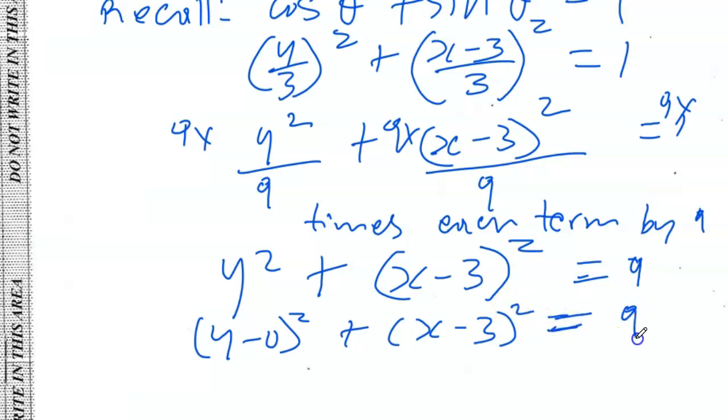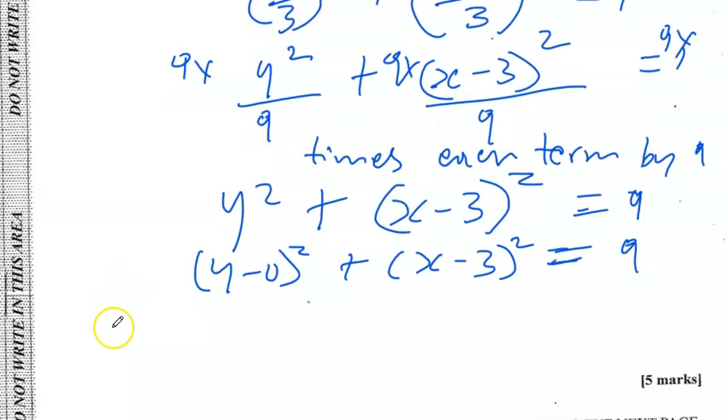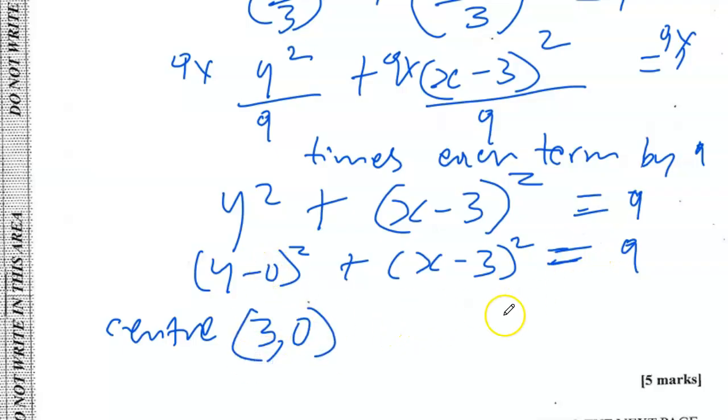Notice in this form of an equation of a circle, the center of the circle, the values that make the brackets 0, for the x is 3, and for the y is just 0. And the radius of the circle, notice r squared is 9, and hence r is equal to positive 3. So it's in the format of an equation of a circle, so we know it's a circle.